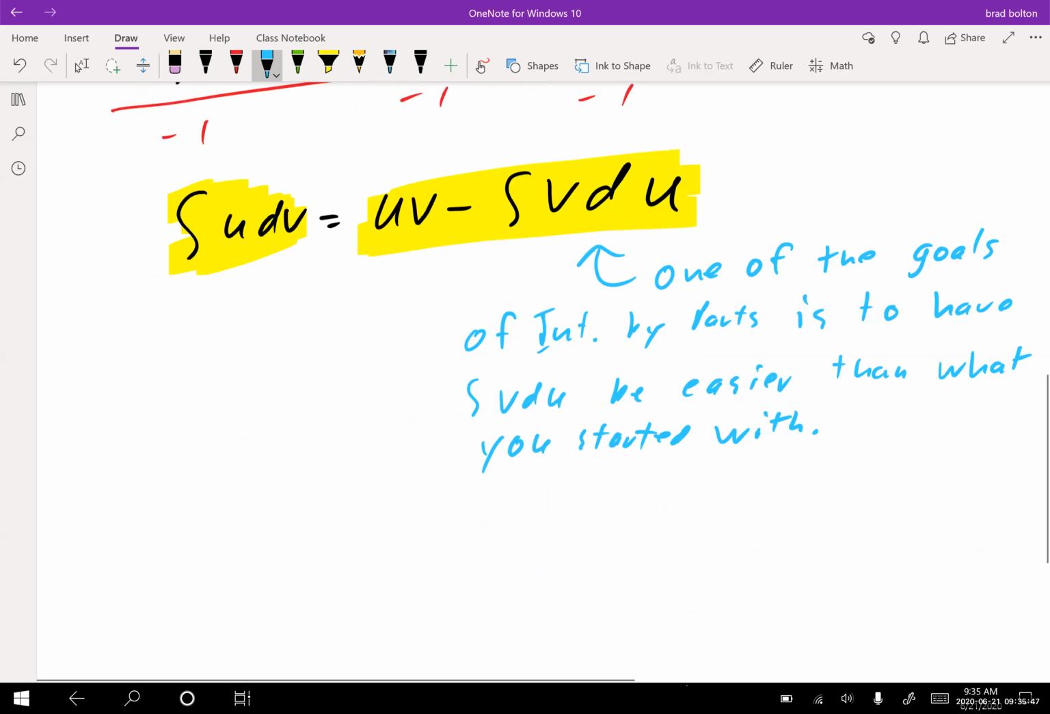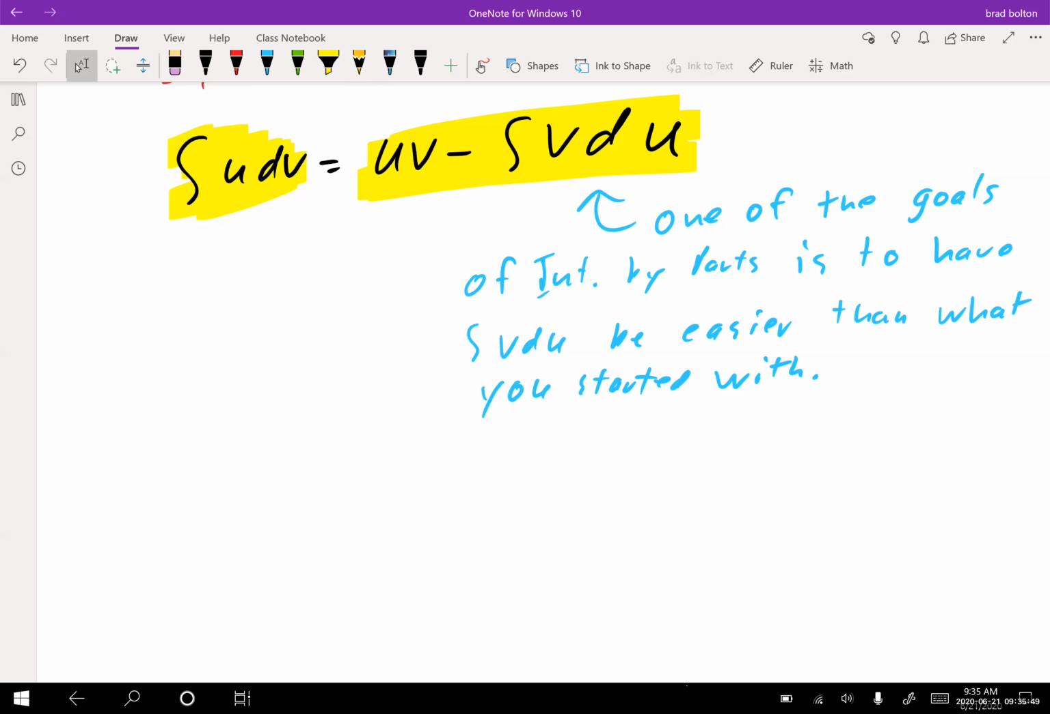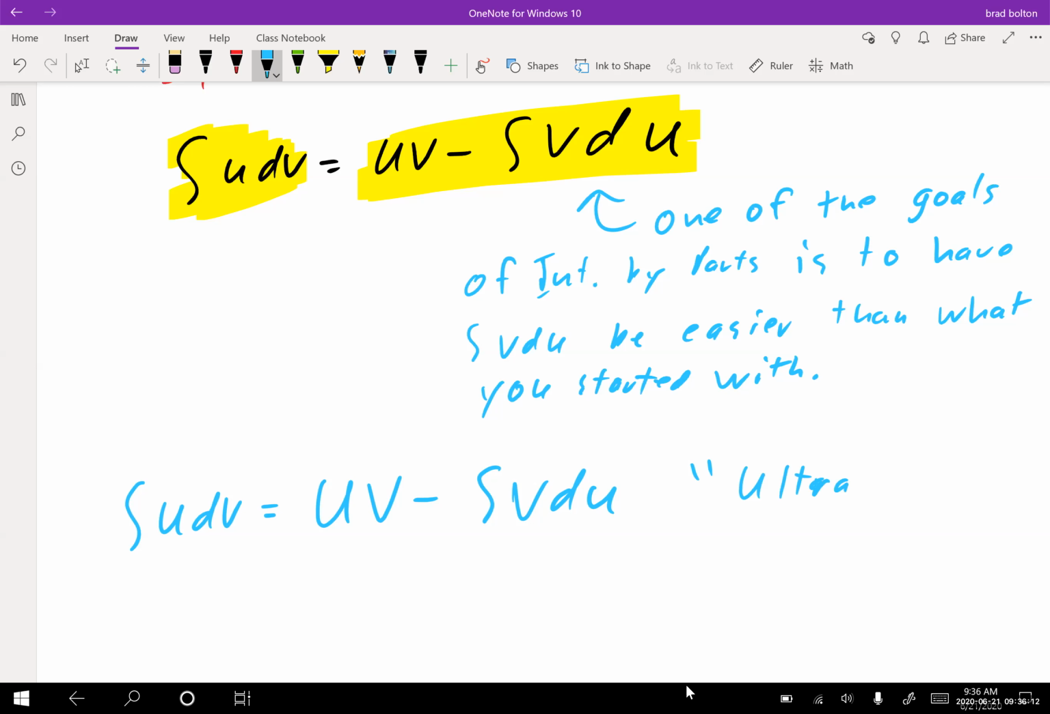So I had one instructor tell me that a good way for students to memorize this is to memorize that the integral, and by the way, this is our integration by parts formula, uv minus the integral of v du. She called it, Dr. Hughes called it ultraviolet, and it seems to help a lot of students memorize it.